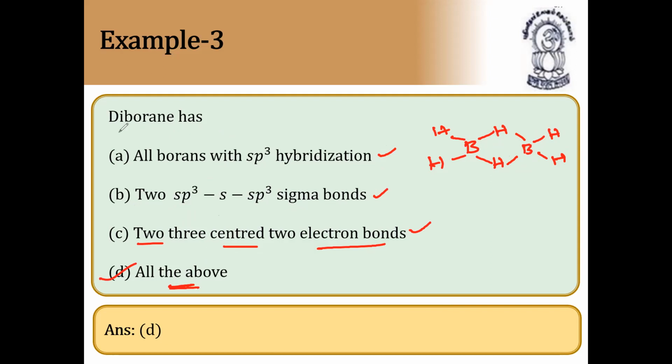Very, very important. This question will give you maximum information about the structure of diborane. Please make a note of this question. It has all borons with sp3 hybridization, two sp3-sp3 sigma bonds, and two three-center 2 electron bonds, also called banana bond or tau bond. So this is the structure of diborane, very important. As I told you, based on the structure of diborane, definitely you'll get questions.